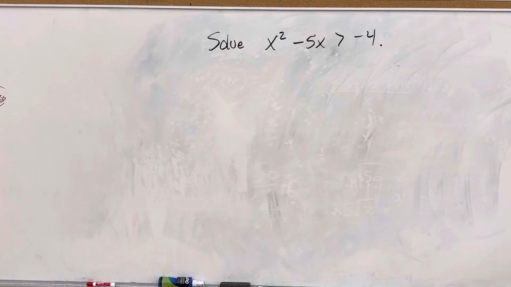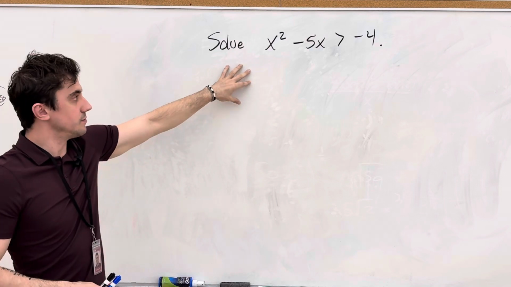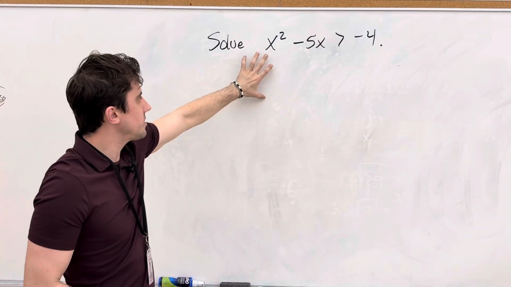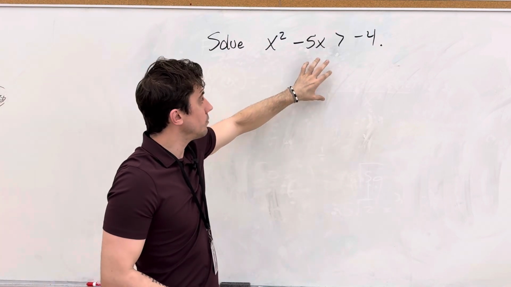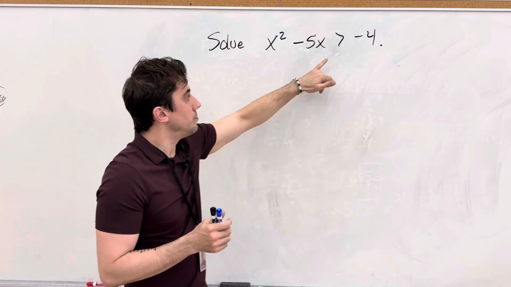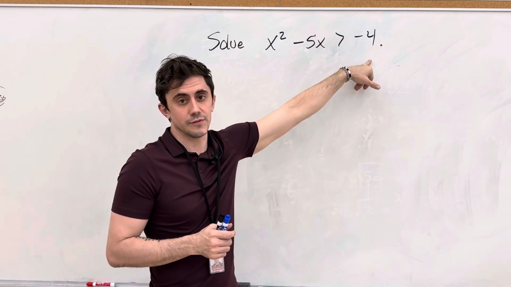Hey everyone, today we're going to solve a quadratic inequality. We're looking to solve for which x values make this inequality hold, okay? So on one side we have x squared minus 5x, and we want to know what x values, what interval, what range of x values would make that expression strictly greater than the value of -4.